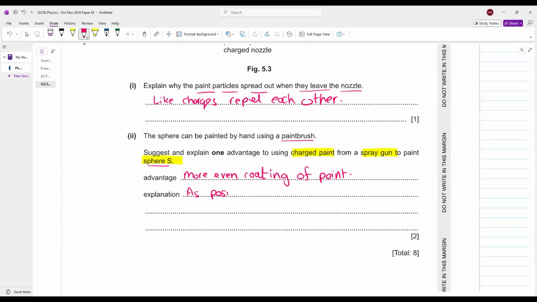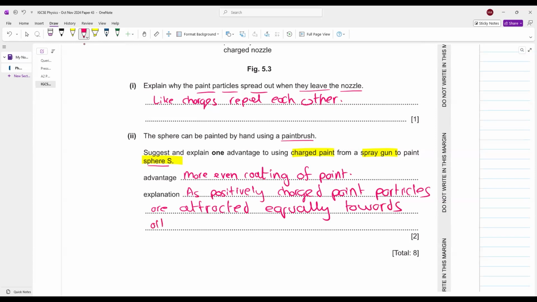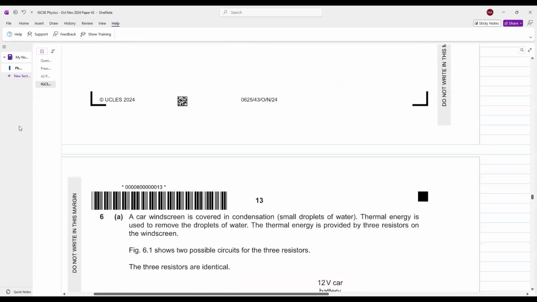As positively charged paint particles are attracted equally towards all parts of the negatively charged sphere. Simple, easy peasy lemon squeezy. Let's further move ahead. What is written?